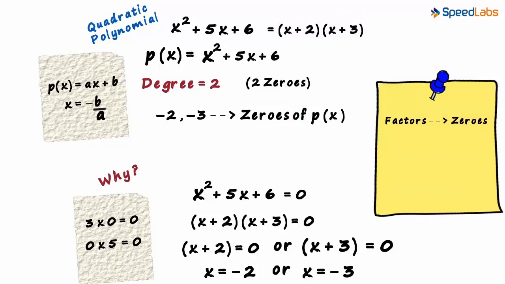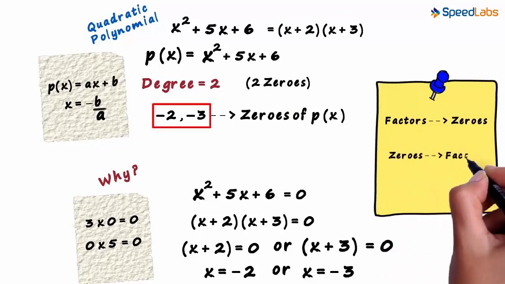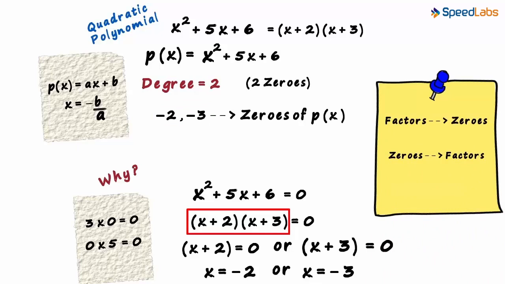And the second point is interesting. If we are given the zeros, we can find the factors. If you're given that the zeros are minus 2 and minus 3, you can directly write the factors as x plus 2 and x plus 3.